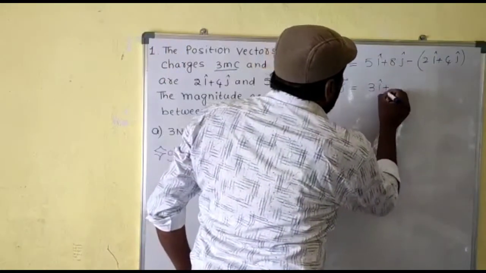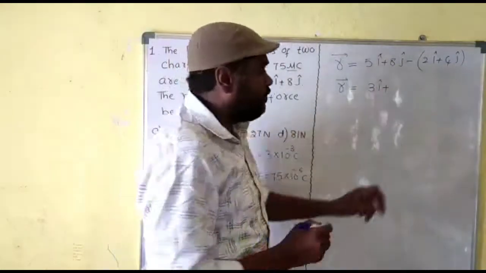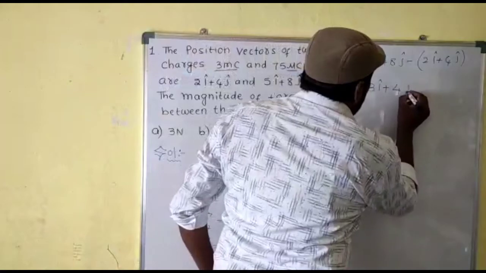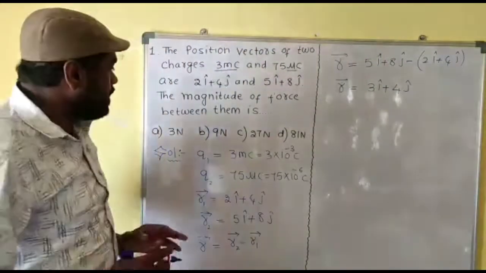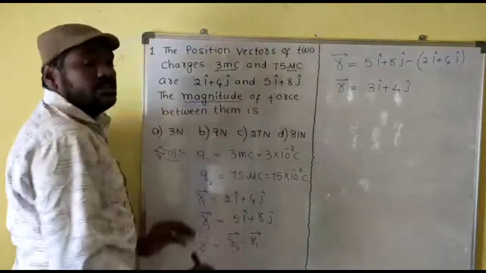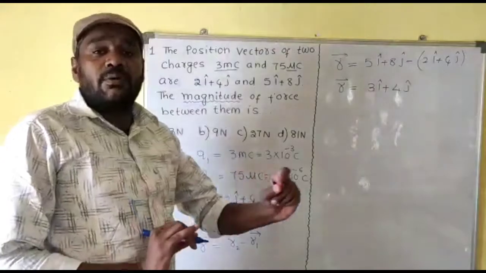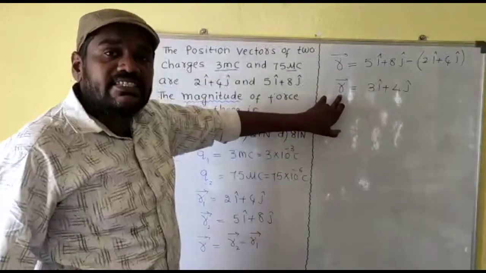3i cap. Okay. Next, now here 8 and minus 4. Therefore, what will you get now? 4j cap. This is the position vector between the two charges. But you see what they are asking: the magnitude of the forces. They are not asking for the vector form of the force. They are asking only for the magnitude. Means what? We need the distance between them.